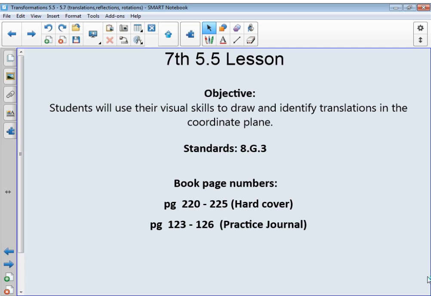Okay, this is 7th grade lesson 5.5. In this lesson, students will use their visual skills to draw and identify translations in the coordinate plane. The standard covered in this lesson is 8G3.